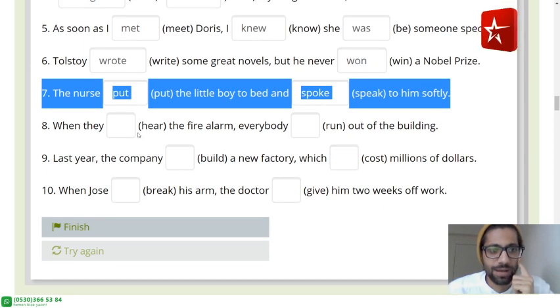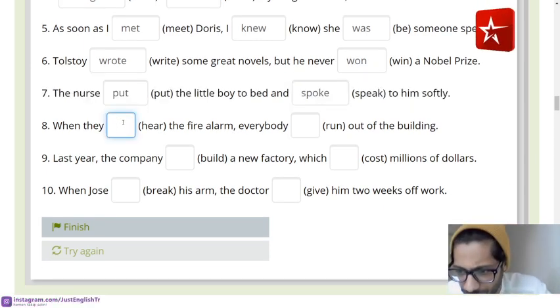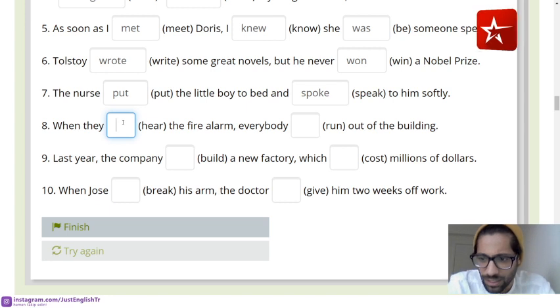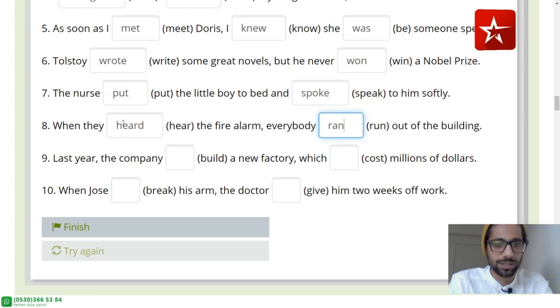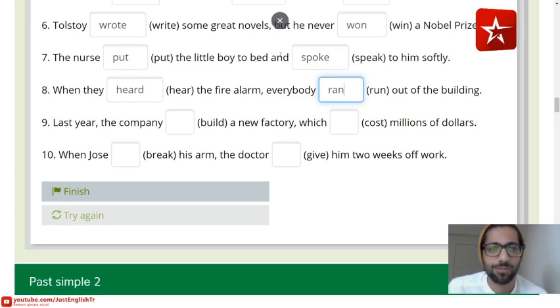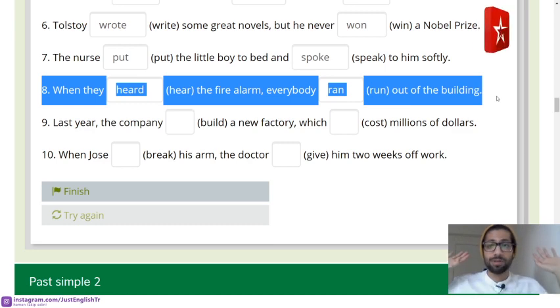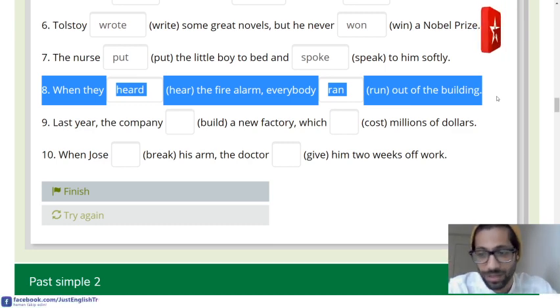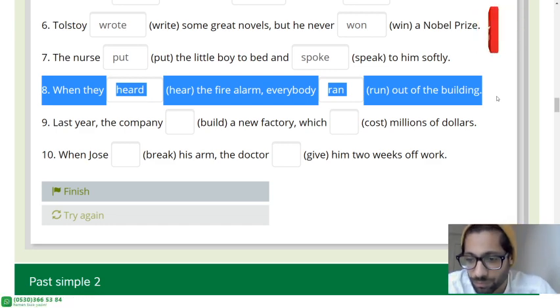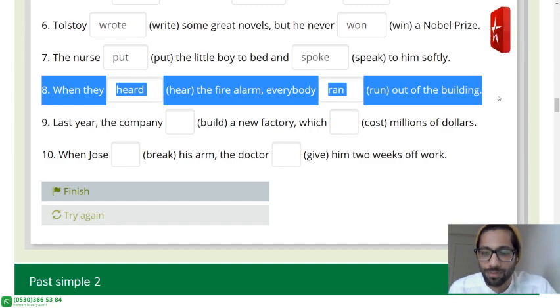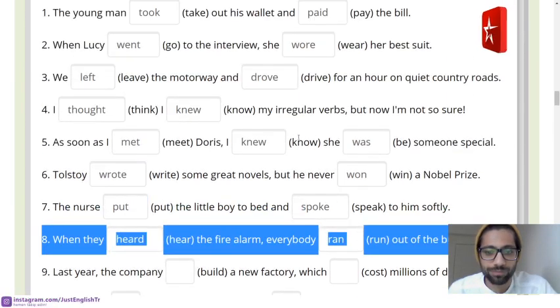Appreciate it. Now, we've got here, as Miss Sala said, we have heard and run. Very nice. Here we go. Smooth, cool. Now, when they heard the fire alarm, everybody ran out of the building. You know what I mean? Everybody. Okay, Miss Sodan. Here we go.